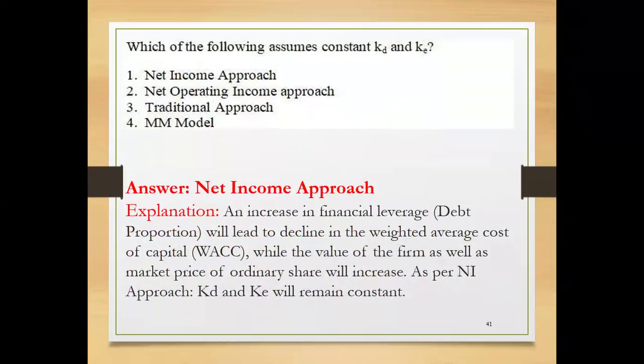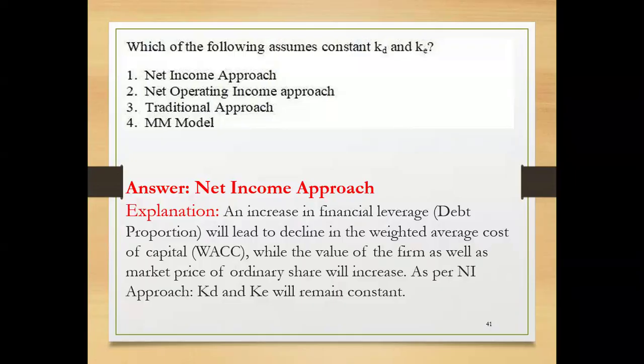Then, which of the following assumes constant KD and KE, cost of debt and cost of equity? Is it net income approach, net operating income approach, traditional approach, MM model? So, the answer is net income approach. Here, an increase in financial leverage means an increase in the debt proportion in the capital structure, so it will lead to a decline in the weighted average cost of capital, while the value of the firm as well as the market price of the ordinary shares will increase.